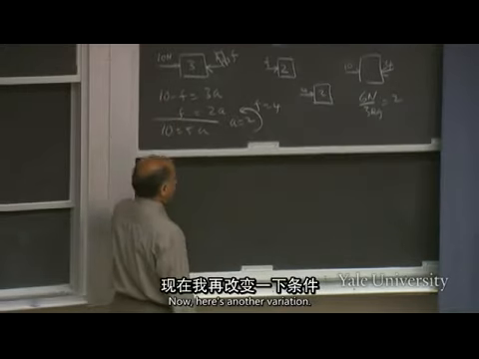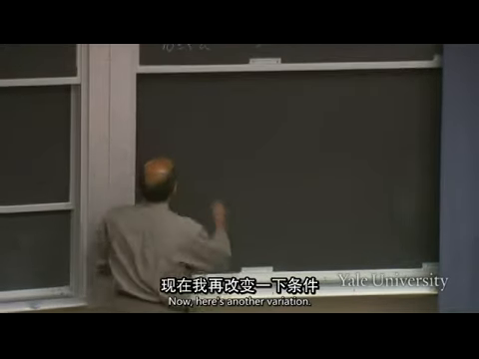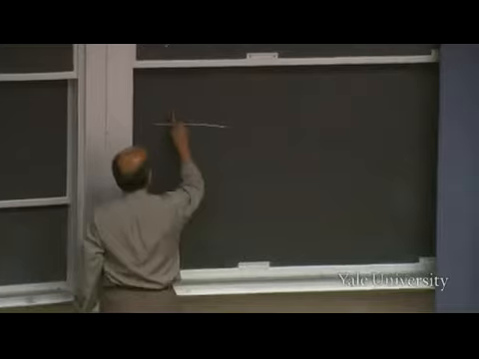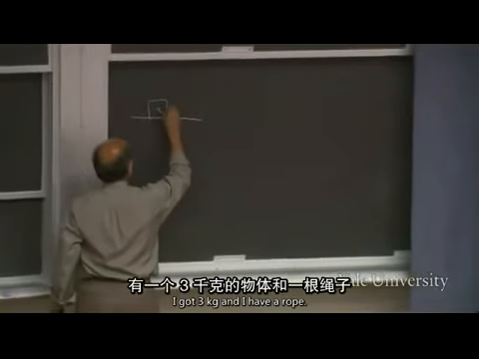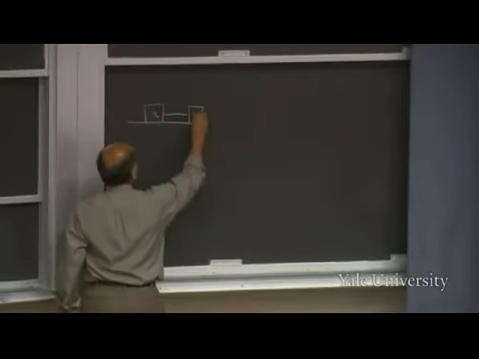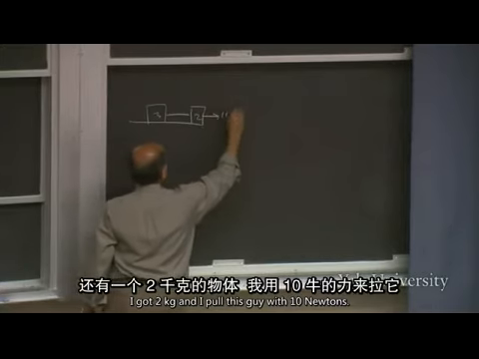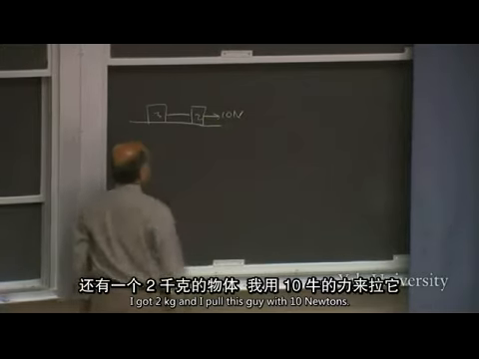Okay, now here's another variation. The variation looks like this. I got 3 kilograms and I have a rope, and I got 2 kilograms, and I pulled this guy with 10 newtons.